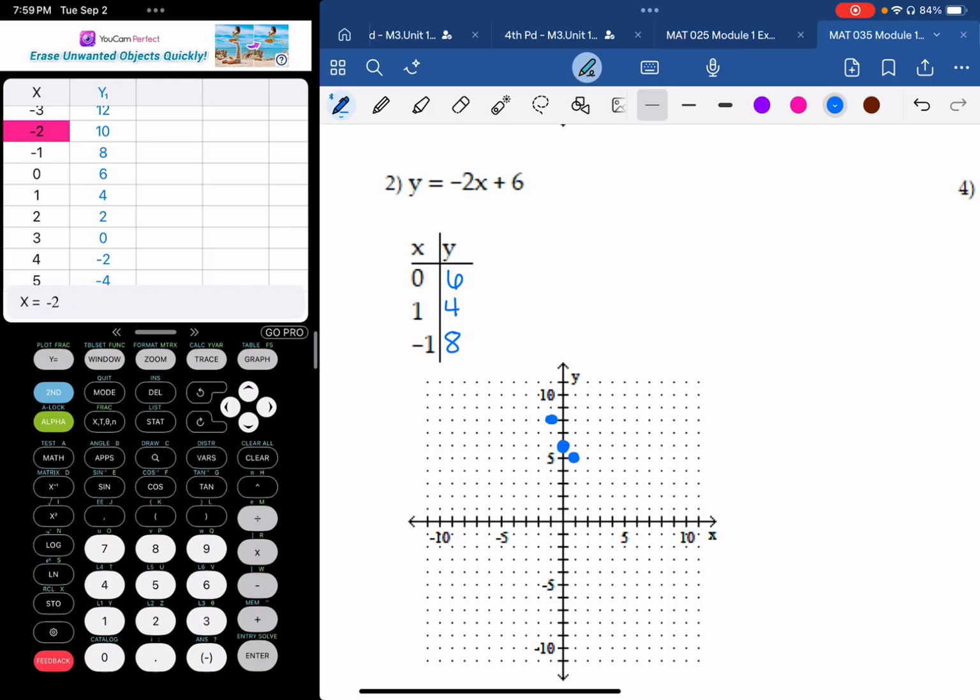And those are my 3 points. And now I can graph these. You know what? It doesn't look right, so that's okay. Here we go. Good chance for you to see how I saw, hey, doesn't look right? Because if I tried to graph this, look, it doesn't go through, right? And so that happens, right? You can put a point in the wrong spot because sometimes these little dots, they're small.